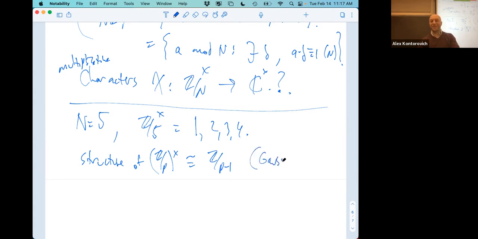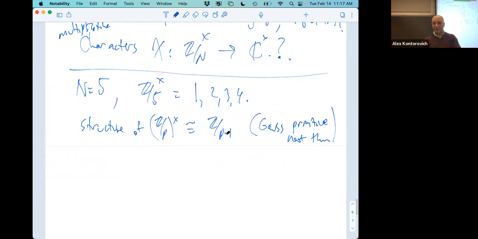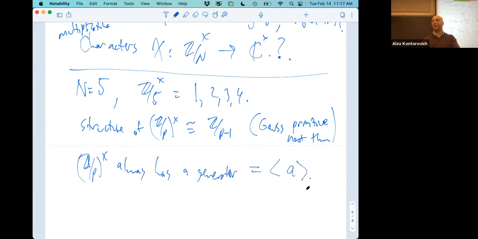So this is a theorem of Gauss, Gauss's primitive root theorem: that every prime has a primitive root. So this is a cyclic group. The group Z mod P cross always has a generator. So this group is equal to the multiples, or powers, of a single element A.